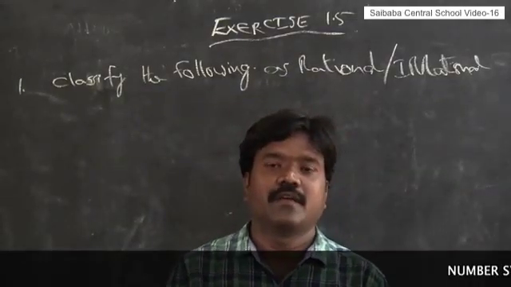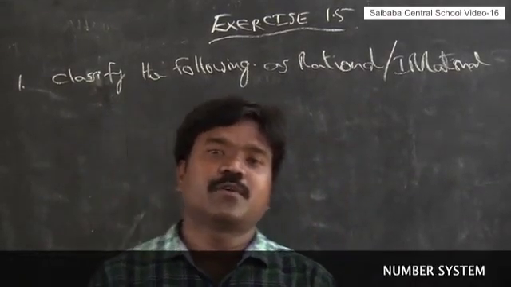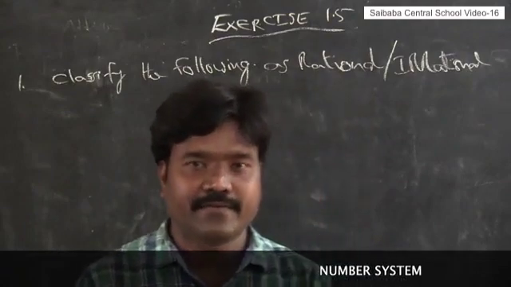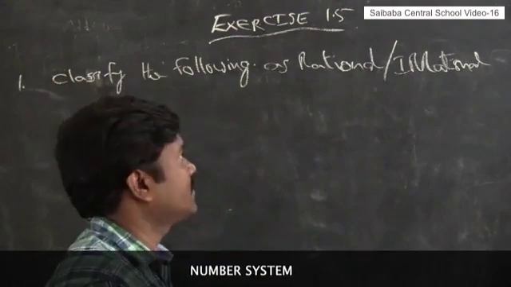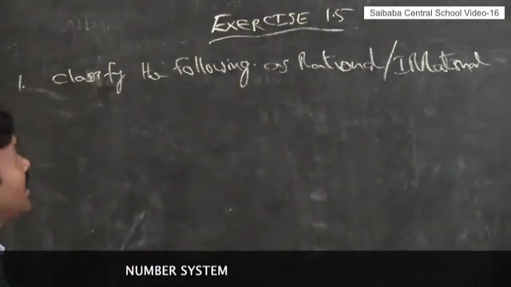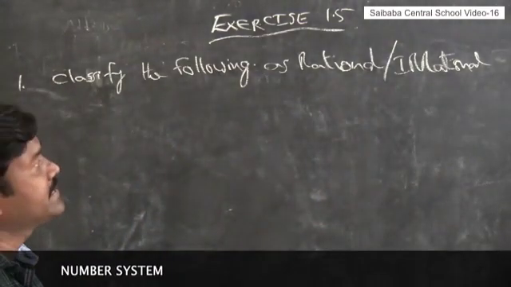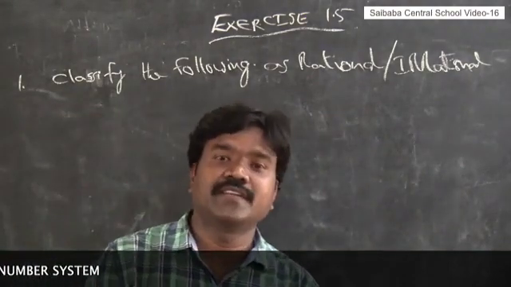Okay students, now we are going to learn some problems from exercise 1.5. These are the textbook problems, and I'm going to explain them. First problem: classify the following as rational or irrational numbers.